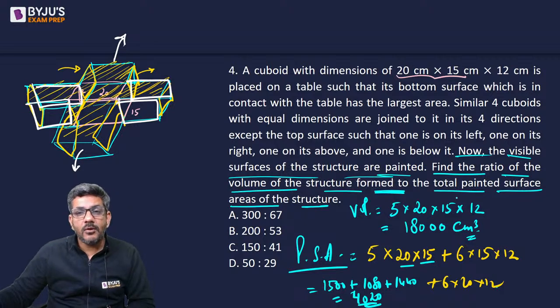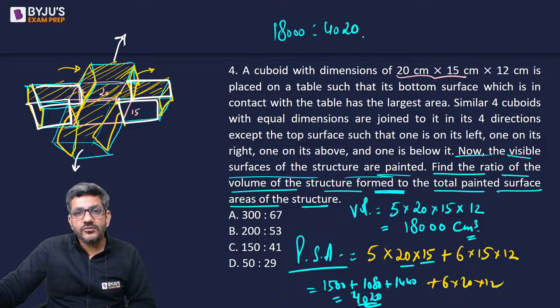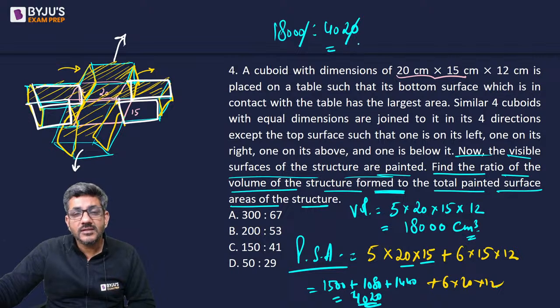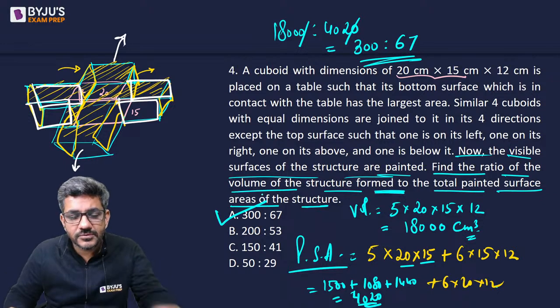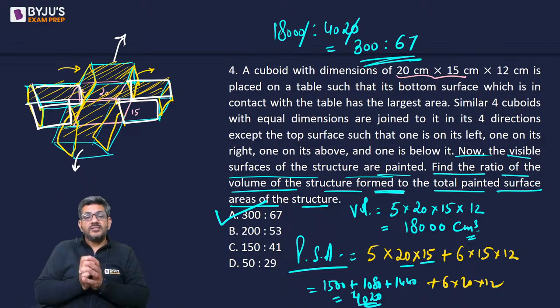The question is asking about the ratio of the volume, which is 18,000, to this painted surface area, that is 4020. I have to find the ratio. The 0 is cancelled, and cancelling out by 2 and then by 6, it will be 300 and 67. So 300 is to 67 is given in option A. That is the right answer.